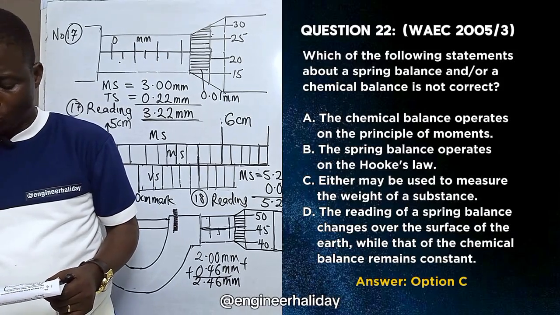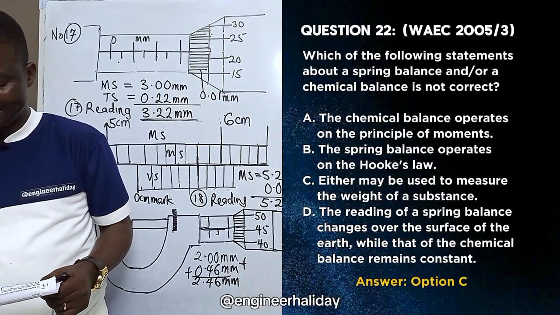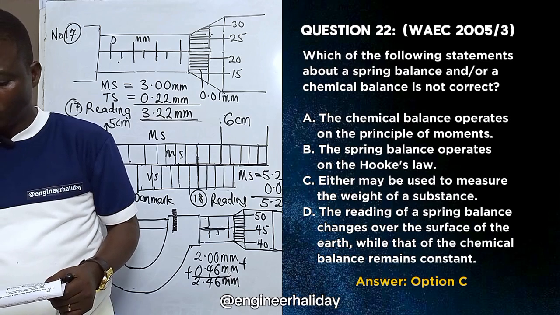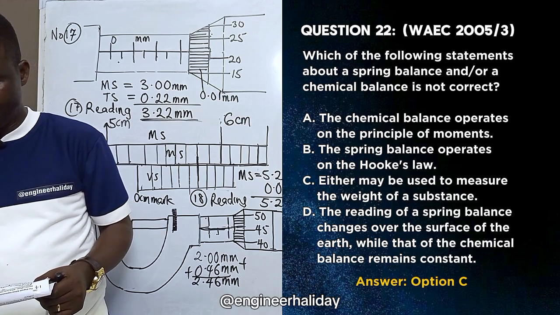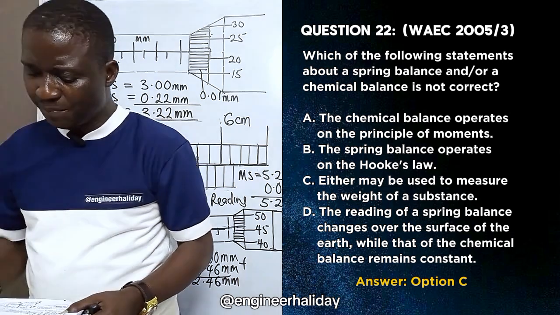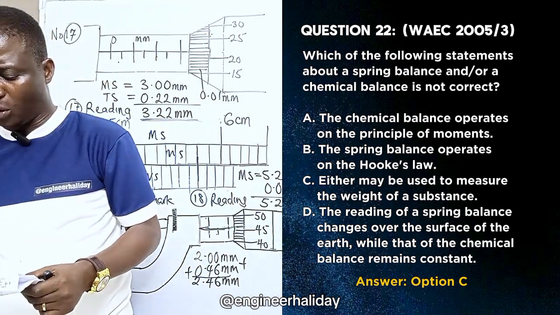Weight. So the question says, which of the following statements about a spring balance and chemical balance is not correct? So I believe the option is C: either may be used to measure the weight of a substance.